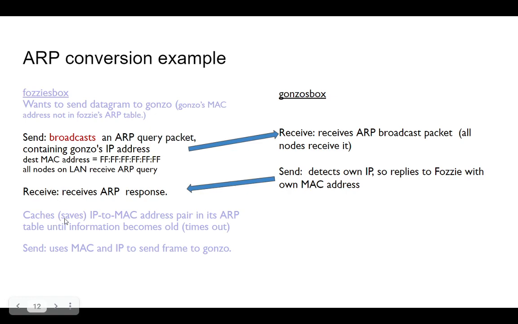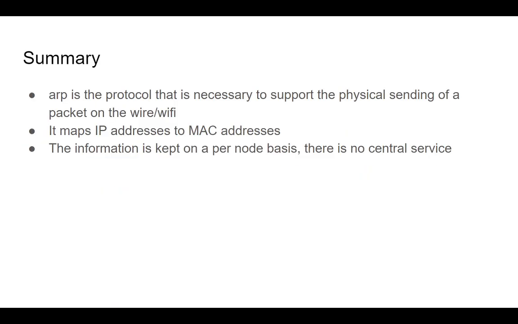Then Fozzie will cache or save the IP to MAC address pair with some timeout information, and then use it to actually send packets to Gonzo. The MAC address will be used for the physical distribution of the packets, and without this, none of the other protocols are going to work. So ARP is necessary to support the physical sending of packets, and that's always the first step. It maps IP address to MAC address, and the information is kept on a per node basis. There's no central service that does this. Your TCP/IP stack will keep these tables for you.